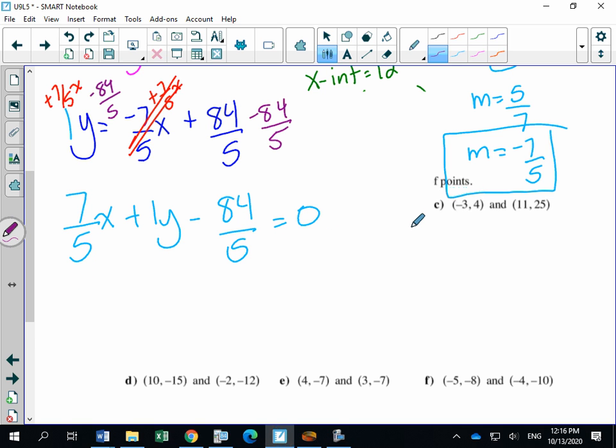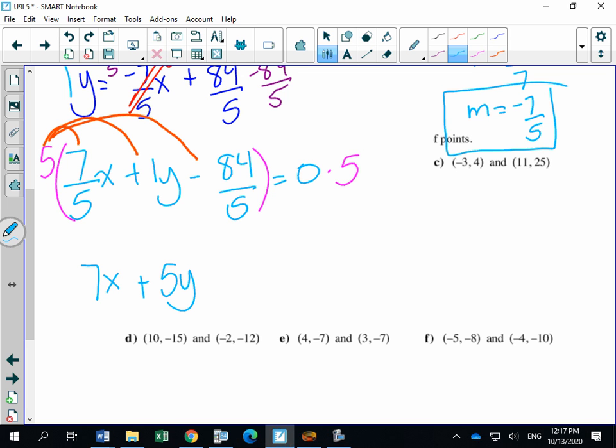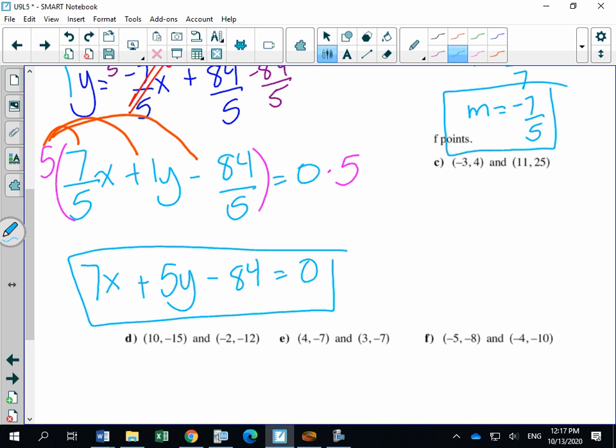Okay, what do you guys want me to multiply both sides by? 5. So this guy goes in a bracket. Let's get rid of the fractions and then do that on the other side. When we distribute in that 5, what we are going to get is 7x. So 5 times 7/5, if you type that in your calculator, you'd get 7 as an answer. Plus 5y minus, this would give you 84. And that is equal to 0. And that would be your answer in general. So that was our answer in general.